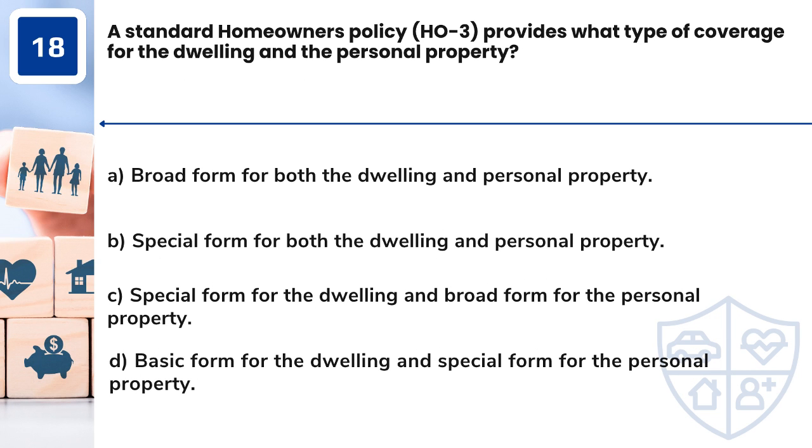Question 18. A standard homeowner's policy, HO3, provides what type of coverage for the dwelling and the personal property? A. Broad form for both the dwelling and personal property. B. Special form for both the dwelling and personal property. C. Special form for the dwelling and broad form for the personal property. D. Basic form for the dwelling and special form for the personal property.